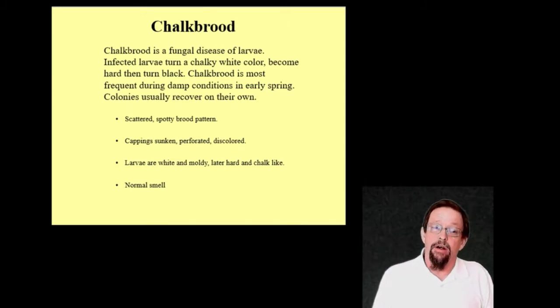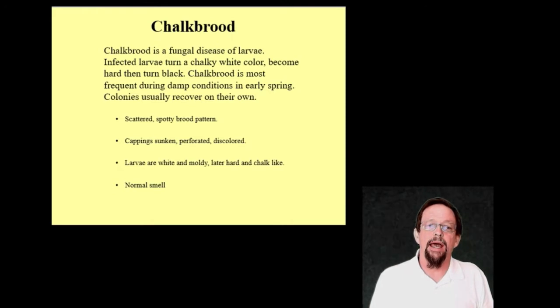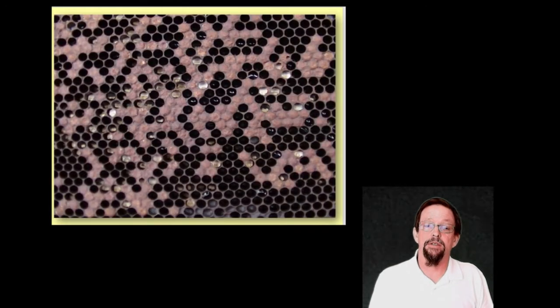Some of the signs are a scattered spotty brood pattern, cappings sunk or perforated or discolored, larvae are white and moldy and later turn hard and chalk-like, but there is no foul smell. It's basically a normal smell. And this is a picture of a frame with chalk brood on it, and you can see a few of the cells, you can actually see the larvae are chalk white in it. And again, spotty brood pattern.